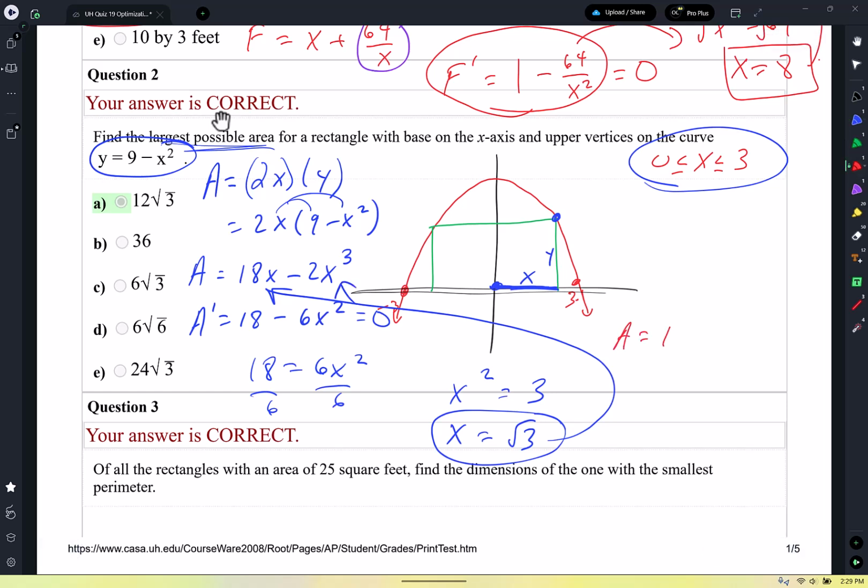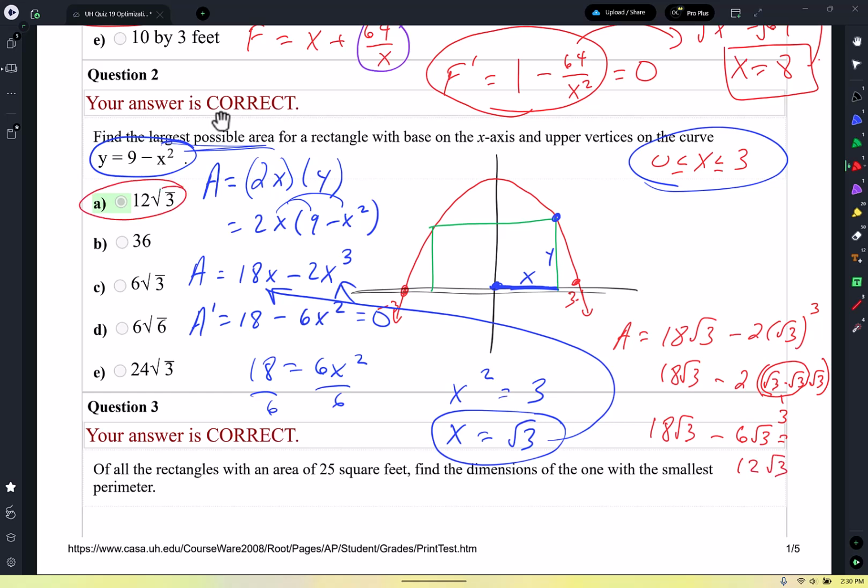Maximum area is 18 times square root of 3 minus 2 times square root of 3 raised to the third. Child, I need a calculator. Relax. Let's go slow. 18 times square root of 3 is just that. Minus, I'm going to leave the 2 for now, square root of 3 times square root of 3 times square root of 3. I'll write it in so let's not make any mistakes. Square root of 3 times square root of 3 is just 3. What's 2 times 3? So I have 18 square root of 3 minus 6 square root of 3. Well, that is just 12 square root of 3.